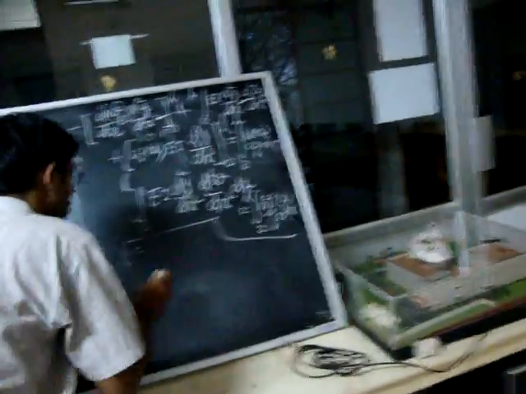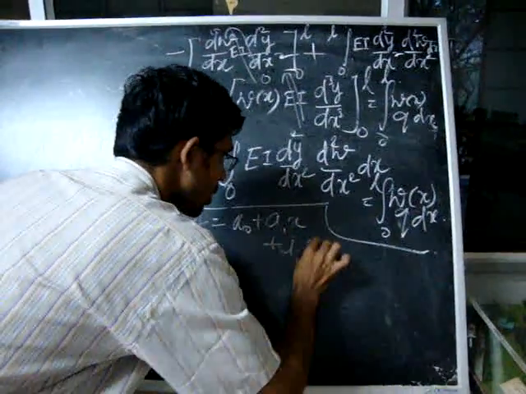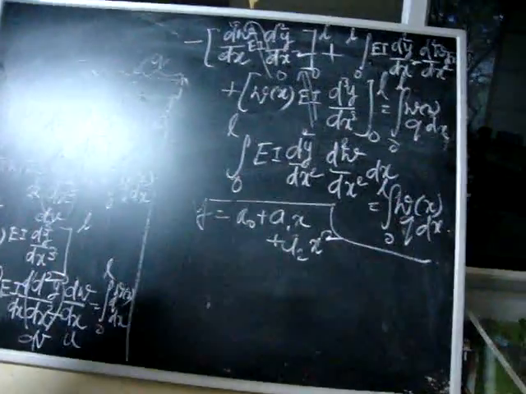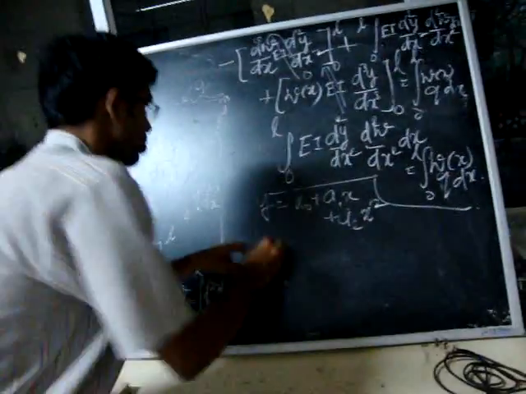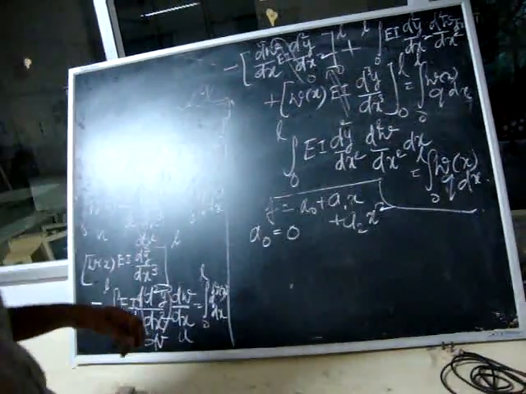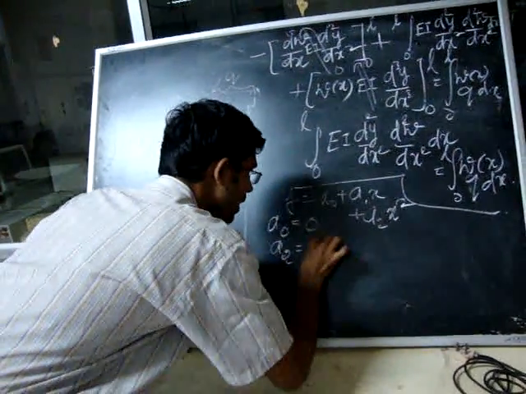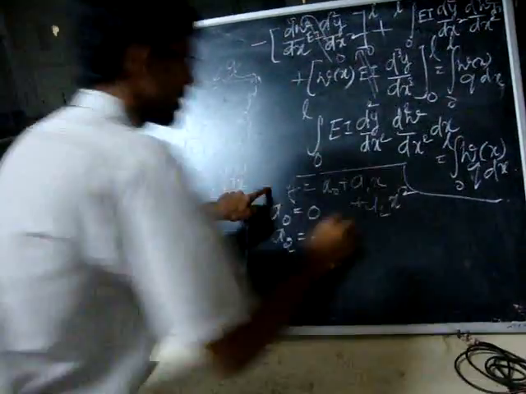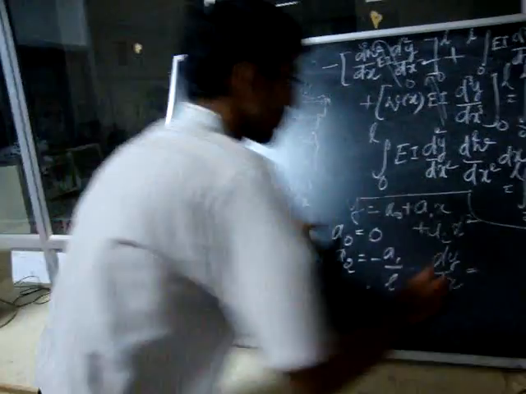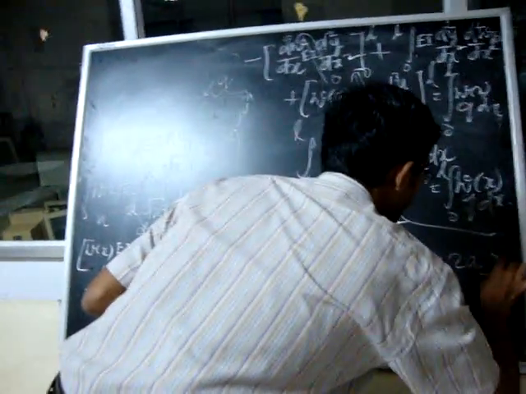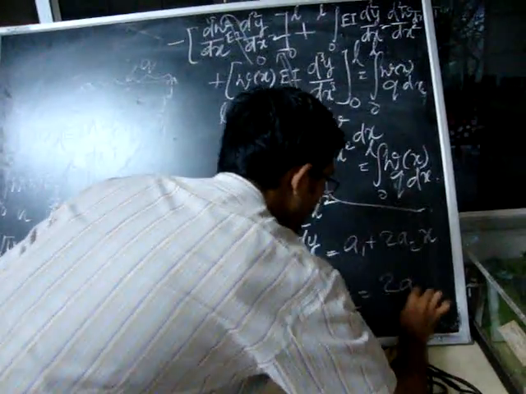Let me go for a polynomial of second order: a0 plus a1x plus a2x squared. This polynomial has to satisfy the boundary conditions. At x equal to 0, the displacement is 0, so a0 becomes 0. And at x equal to L, the displacement is 0, so this leads to a2 equal to minus a1 by L. My dy by dx, the first derivative of the displacement function, will be a1 plus 2a2x, and the second derivative will be 2a2.